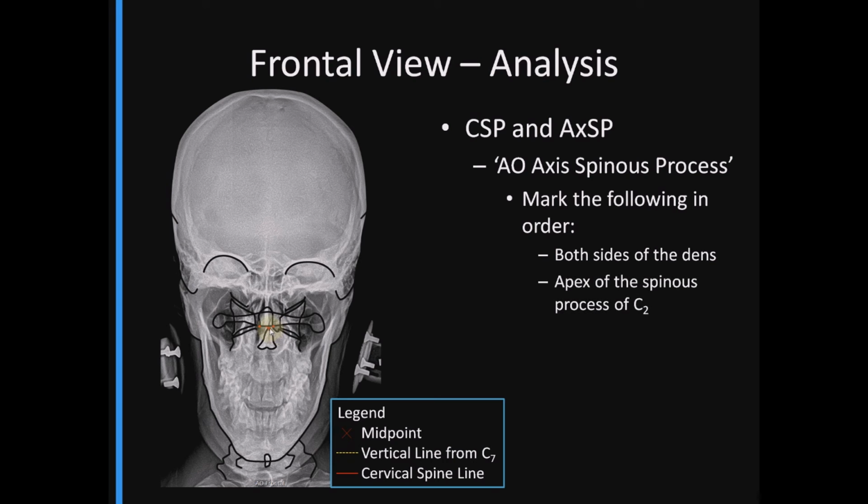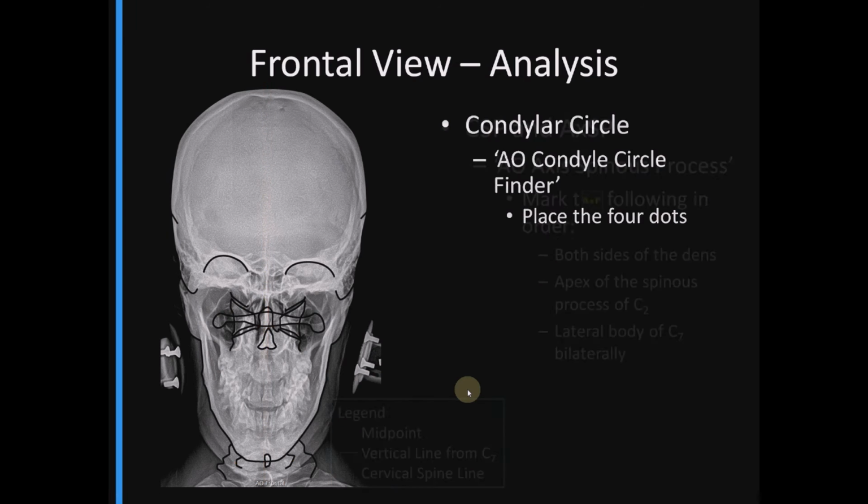We're then going to click on the tip of the C2 spinous process. We're then going to mark the lateral body of C7 on both sides. Those are the 5 marks that we make, and once we've made those marks, the computer will scribe the line going through the cervical spine, and it will often give us a vertical line from C7 as well. That can tell us how off-centered they are from their vertical plane of reference.